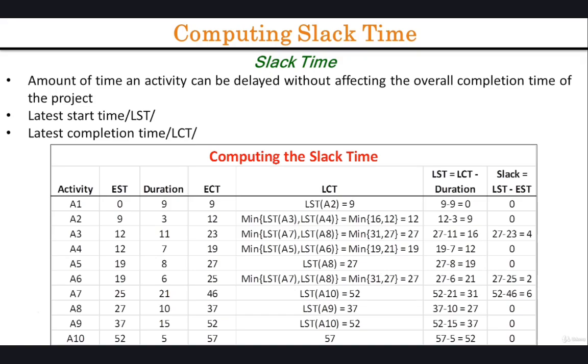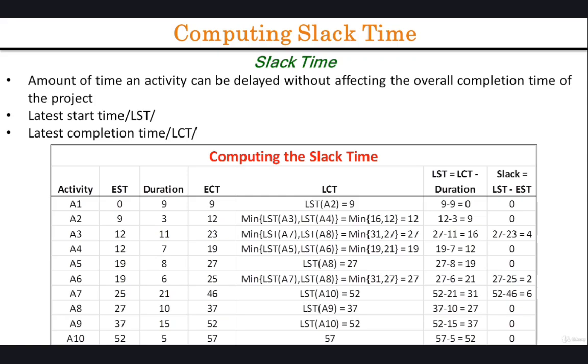The latest start time of the last activity is simply the latest completion time minus the duration of the last activity. In this case, 57 minus 5 equals 52. More generally, we define the latest completion time for an activity as the smallest latest start time value of all activities that are depending on it, and the latest start time as the latest completion time minus the duration. Consider activity A9, which only has A10 as dependent activity.